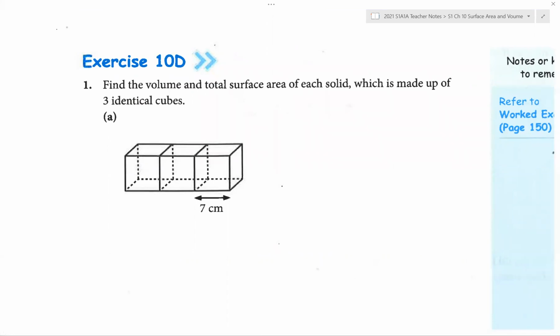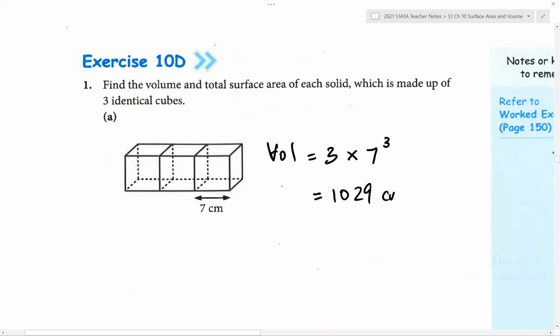I've got 3 cubes over here. I need the volume of 3 cubes. So the volume must be equal to 3 times the volume of 1 cube. So what is the volume for 1 cube? The volume for 1 cube is 7 to the power of 3. Instead of writing 7 times 7 times 7, I'm writing 7 to the power of 3, so my working is very short. And I've got 3 of those. So 3 times 7 to the power of 3. We get 1029 cubic centimeters.